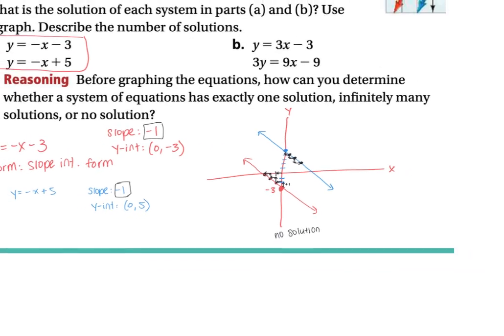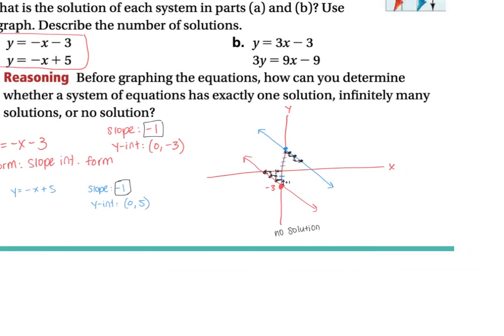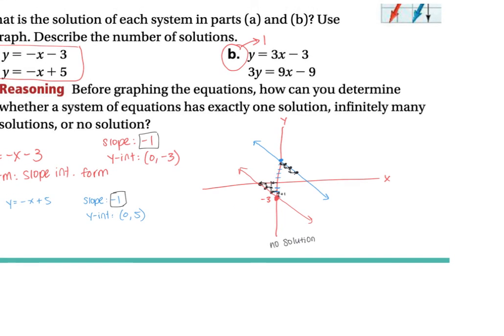Okay. B is an example. I'm not going to do it, but you guys can do it. It's an example of infinitely many solutions. Okay? Because if you change the second equation into slope-intercept form, if you divide both sides by 3, you'll get the exact same equation for both of them. Okay? You'll get the exact same line.